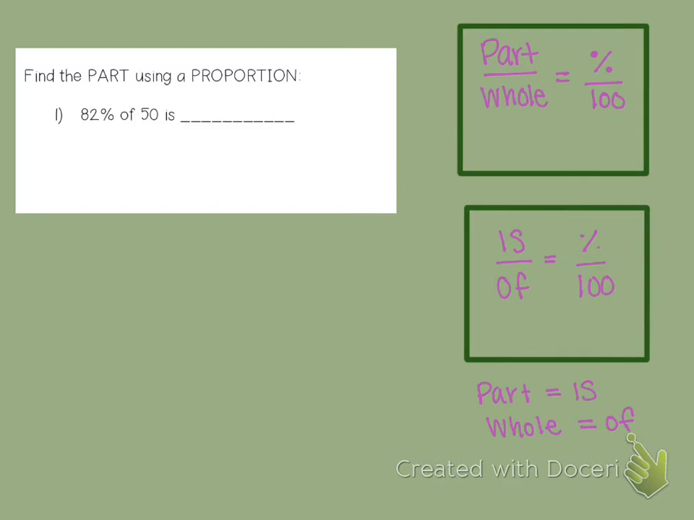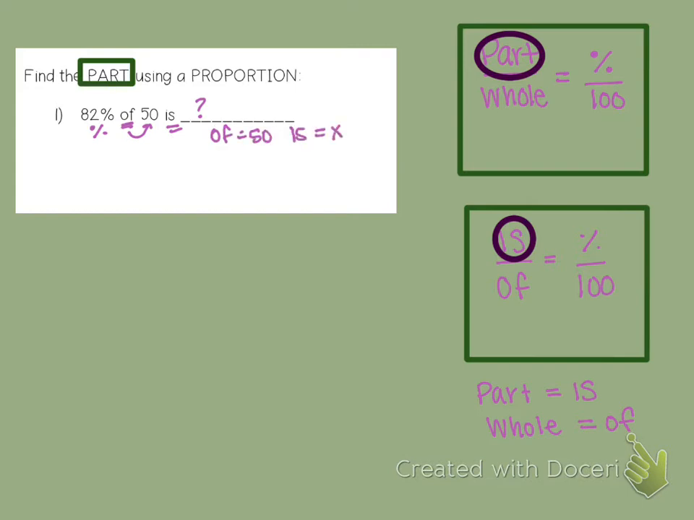Okay, so let's read number one. Well, number one tells us to find the part. So from looking over here, that means that this is my x. Okay, so it says 82% of 50 is, we don't know. So of equals 50, is equals x. And then this is your percent. So we have is over of equals 82 over 100.